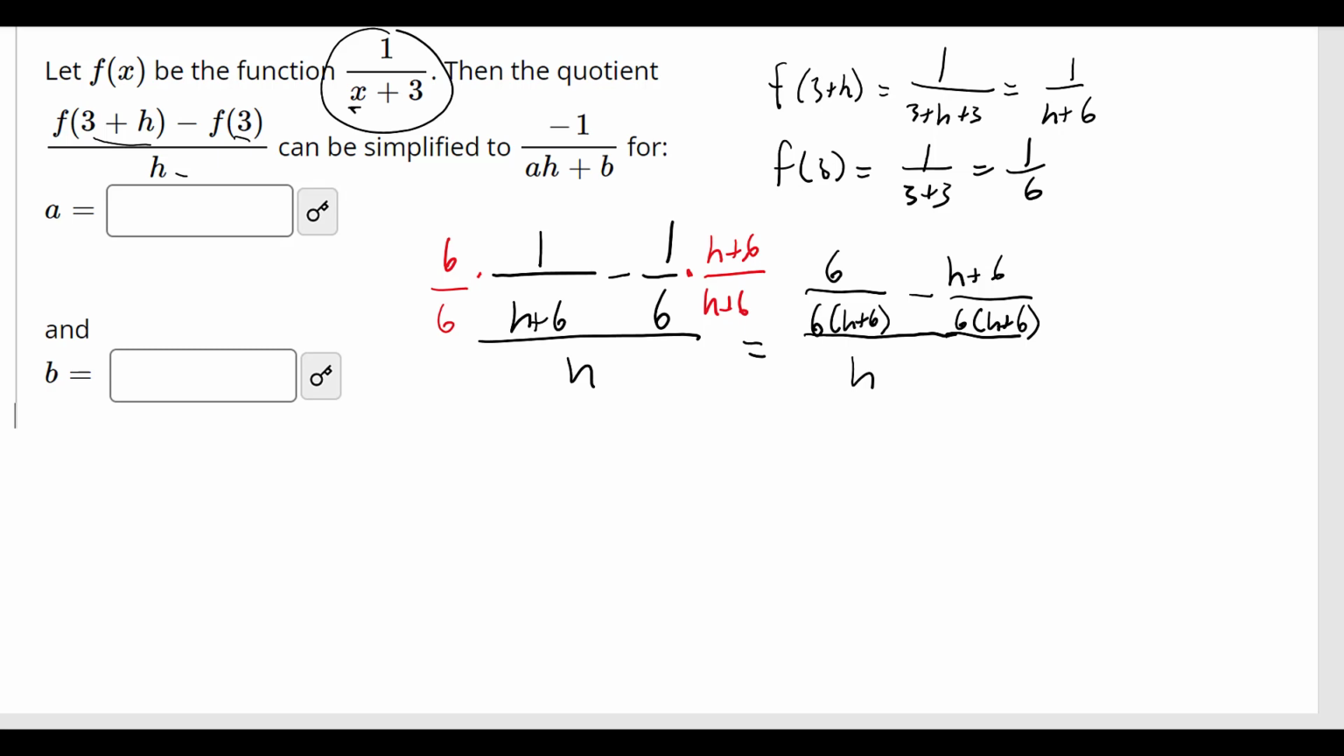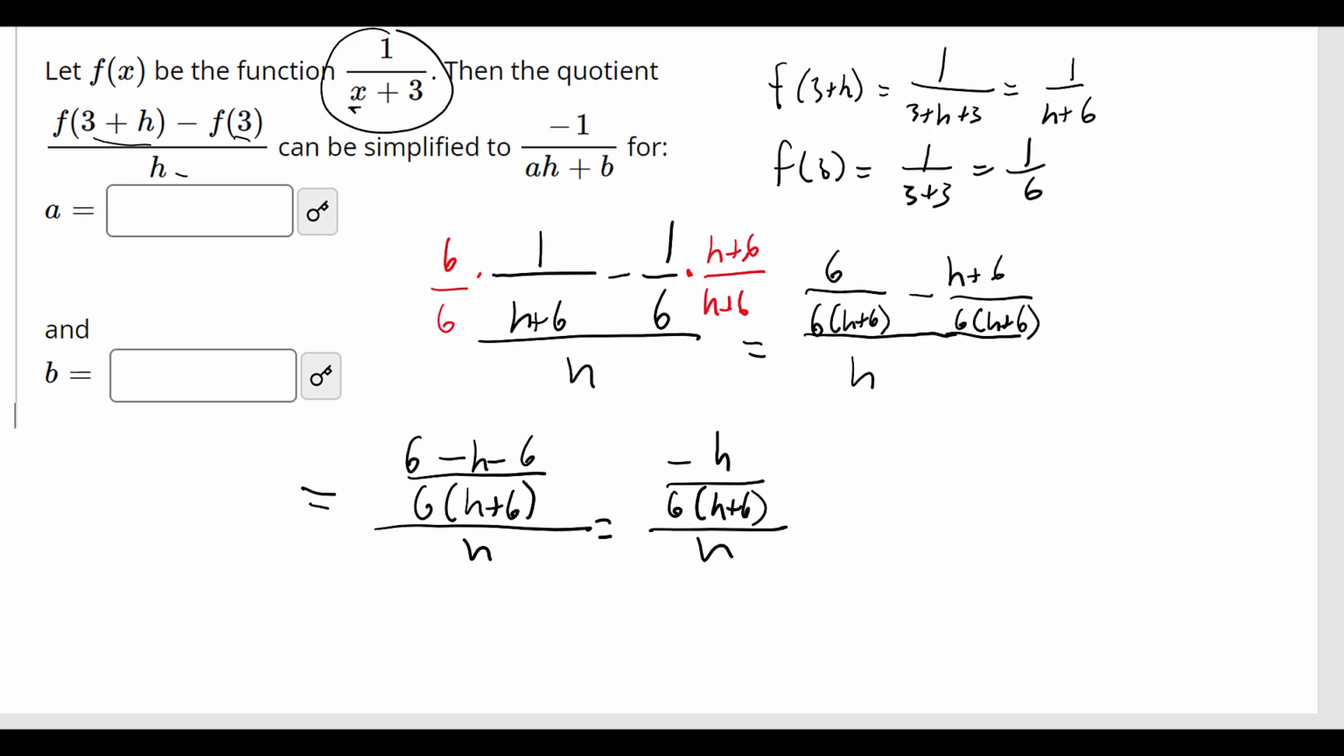Now let's keep going with this a little bit. So we have this common denominator down below, 6 times h plus 6. Up on top we have a 6, and then I have this minus here. I'm going to distribute it to both terms. Minus h minus 6 all over 6 times h plus 6 all over h. Up on top, we're going to have a negative h. 6 minus 6 is nothing. And then we'll have our 6 times h plus 6 divided by h.